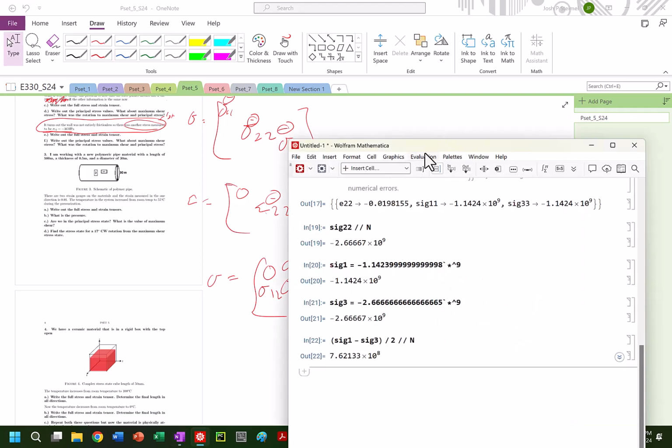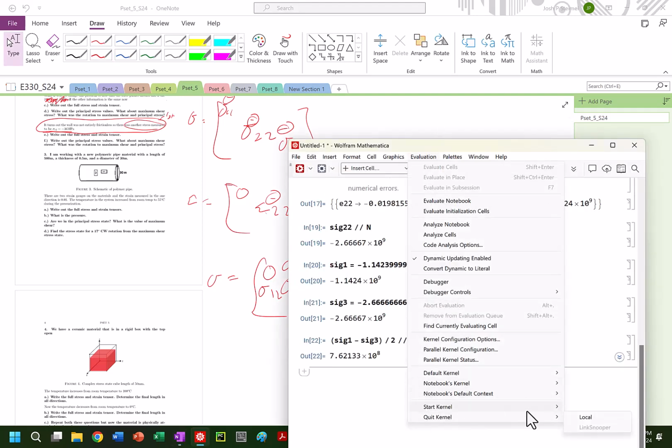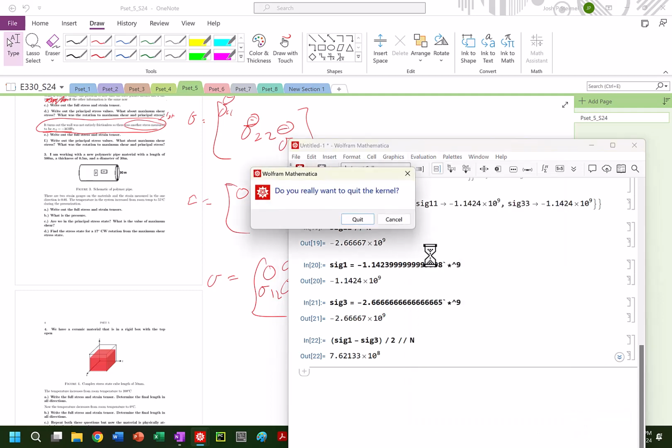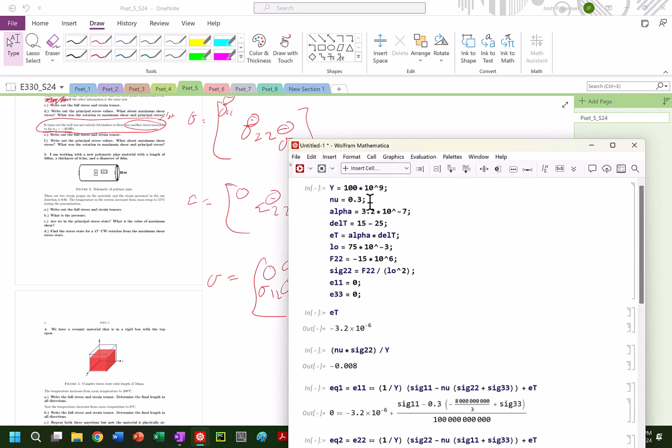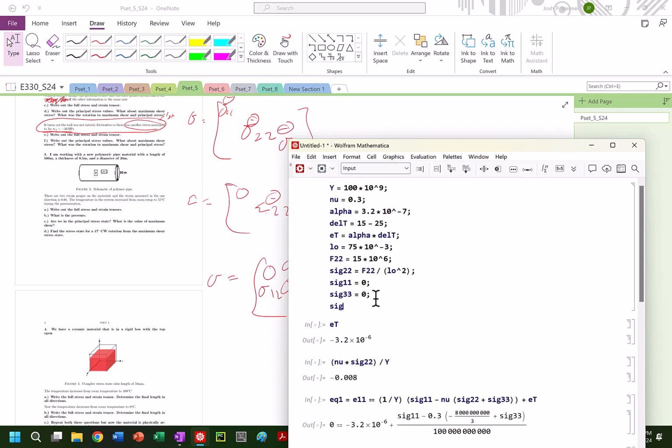So let's go ahead. We're going to quit the kernel, quit it locally. We're going to go back to the first problem, and I'm going to make sure we have some caveats here. Now we're saying sig 1, 1 equals 0. Sig 2, 2 is equal, sig 3, 3 is equal to 0. And we also have another equation where sig 1, 2 is equal to minus 36 times 10 to the 6. So we have all of that good stuff.